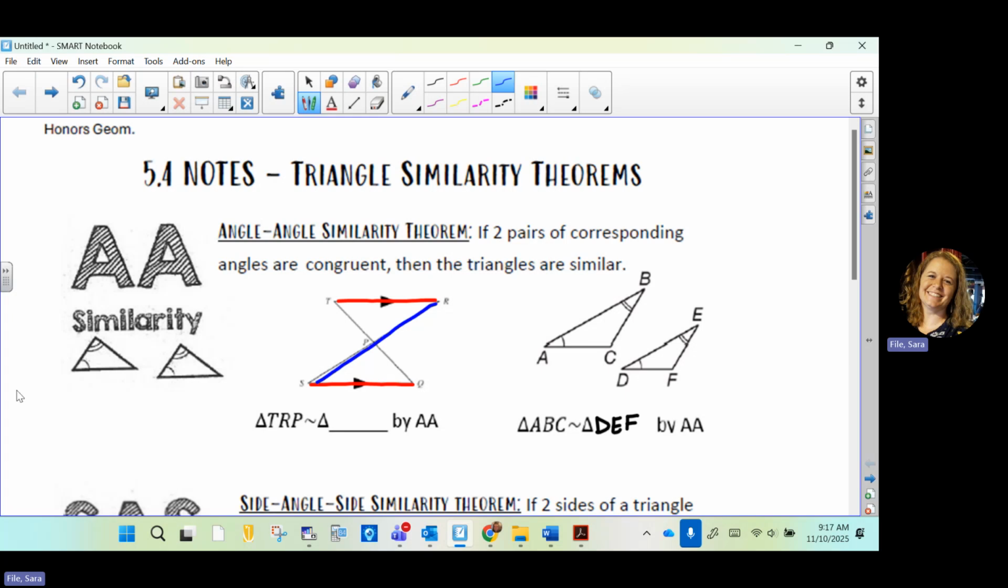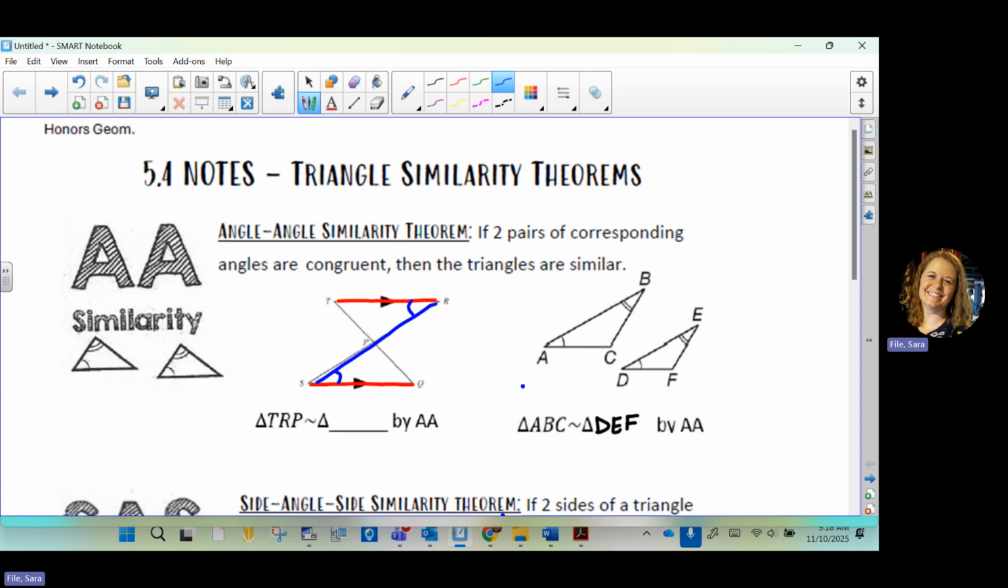Now, with angle-angle similarity, we're trying to find corresponding angles congruent. So when you see this Z shape, this zigzag between parallel lines, those angles created are alternate interior angles, aren't they? And we know that alternate interior angles are congruent. So I can say that angle R is congruent to angle S.